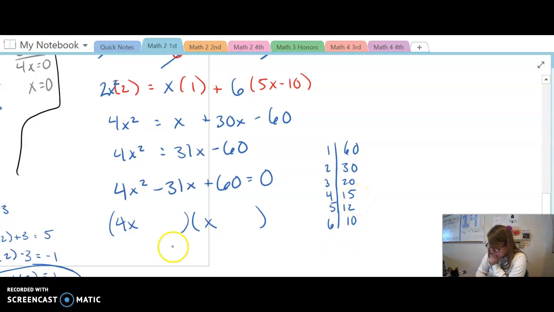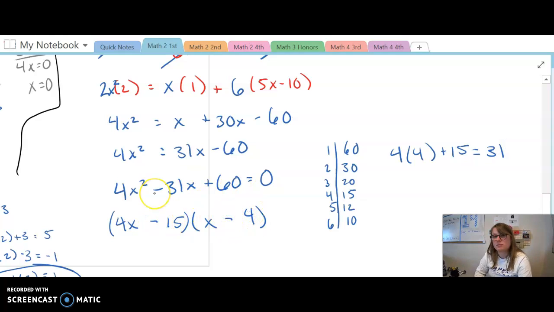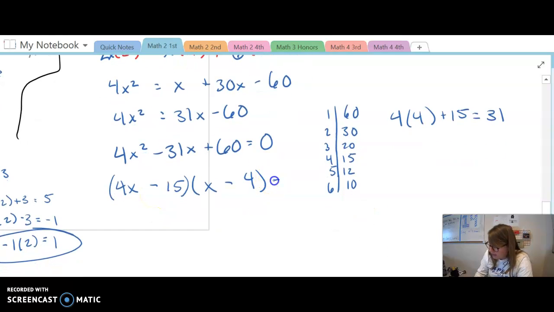So 4 times 1, nope. 2 times 4, nope. 3 times 4, 12, 20, close, but not quite. 4 times 4, 16, 16 plus 15, that works. So we can see that 4 times 4 plus 15 is going to equal 31. So I have to put 4 here and a 15 here, and I put both minuses because of my C and B, and equal to 0.